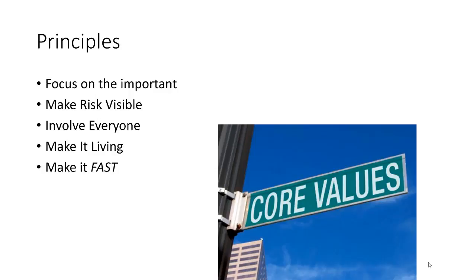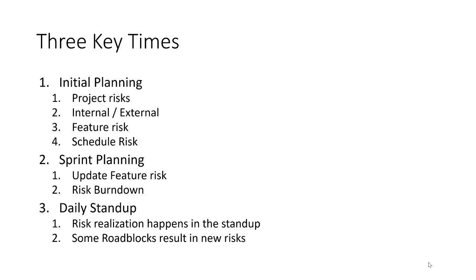So make it visible, make everyone involved, and make things fast. Don't make this a tedious process. Make these things lightweight documentation so that you can get through it and just be aware of it. There's 3 key times when you want to be identifying risks. We'll talk about some other things, but these are the key ones: initial planning, sprint planning, and the daily stand-up. These 3 times you want to at least be aware of what's going on.